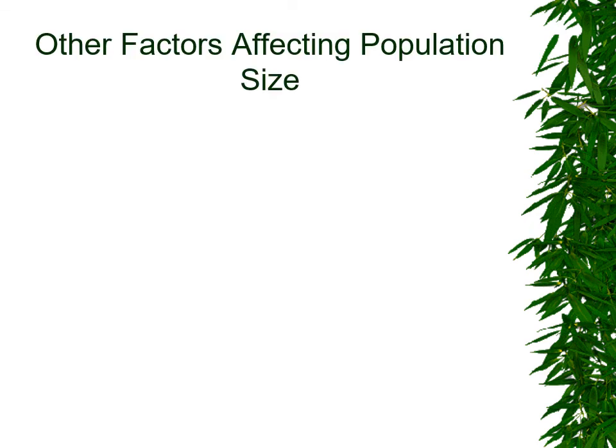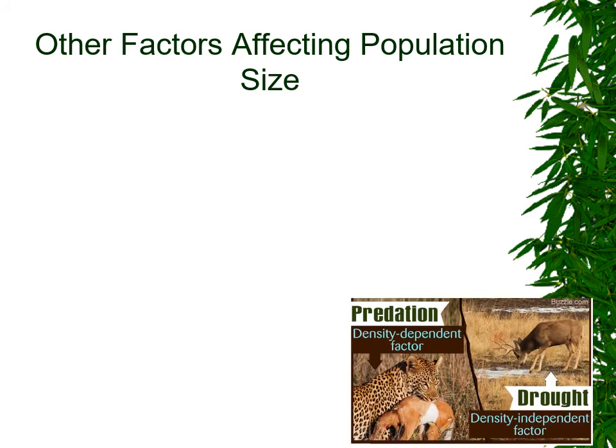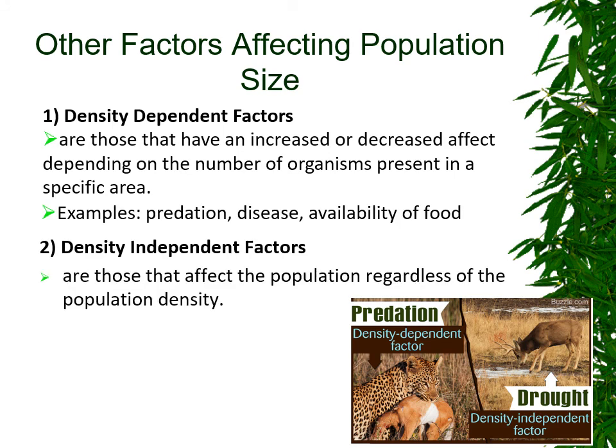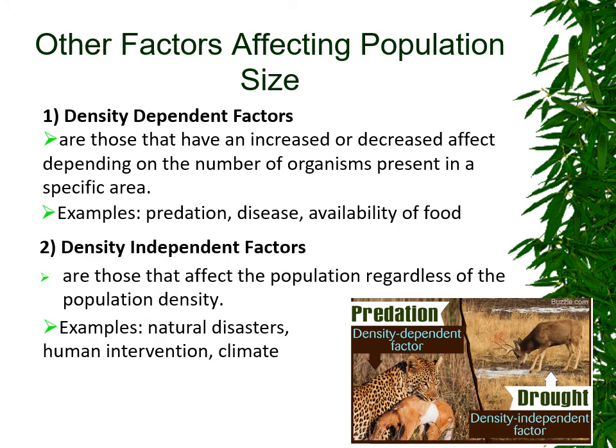Okay, so the last slide here would be other factors that affect population size. And so we want to look at density dependent versus density independent factors. Okay, so density dependent factors are those that have an increase or decrease effect depending on the number of organisms that are present in a specific area. So the factors are density dependent.